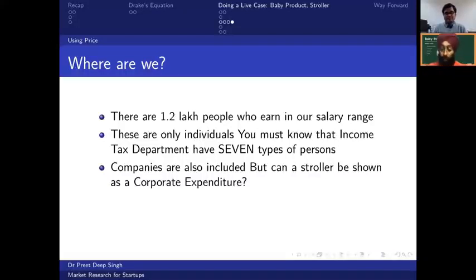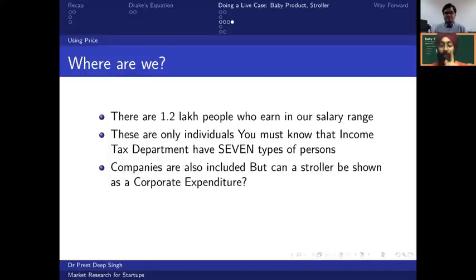If your product can be a corporate expenditure, let's say you're making a very costly meeting tool, then you also have to look at companies that earn this money, or companies that might require this money. Individuals spend what they can afford. Companies buy what they need. Major difference.